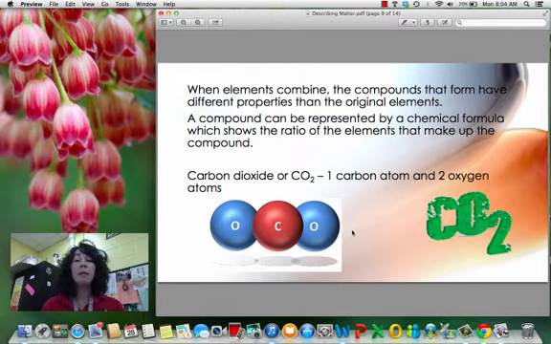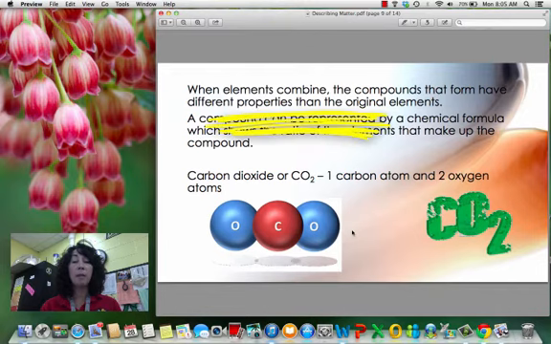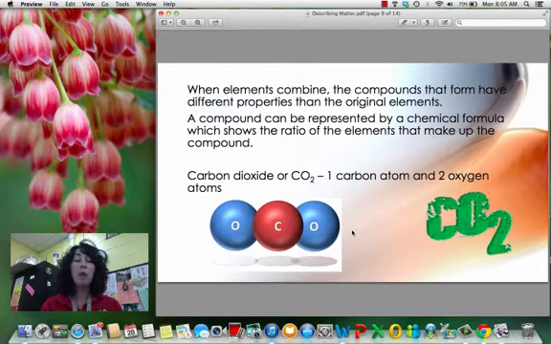When those elements combine, the compounds that they form have different properties than the original elements. So hydrogen and oxygen both have specific properties, but when they bond together now, those properties change. And now water has specific properties, different from the hydrogen and the oxygen.